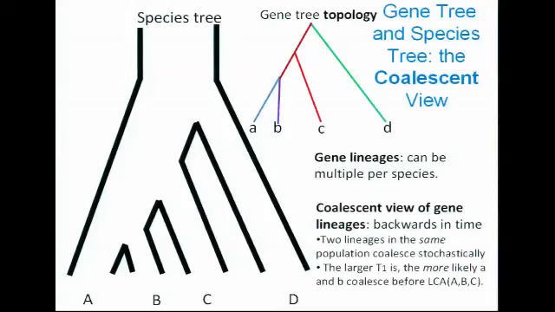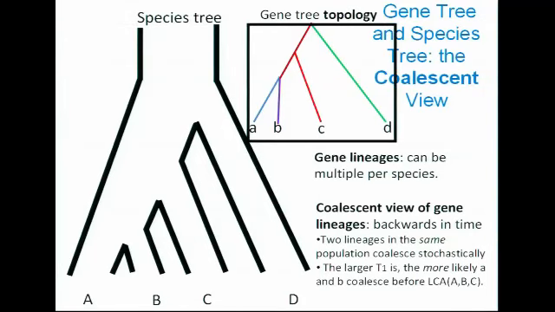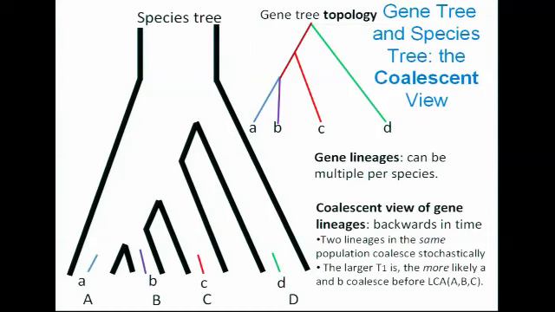Okay, so here we have a species tree, which is shown on the left-hand side, and we also have a gene tree topology, which is shown in this box. I want to emphasize this is about topology. In general, we allow multiple lineages per species, but let's say we have just one lineage, starting from the leaves of the species tree.